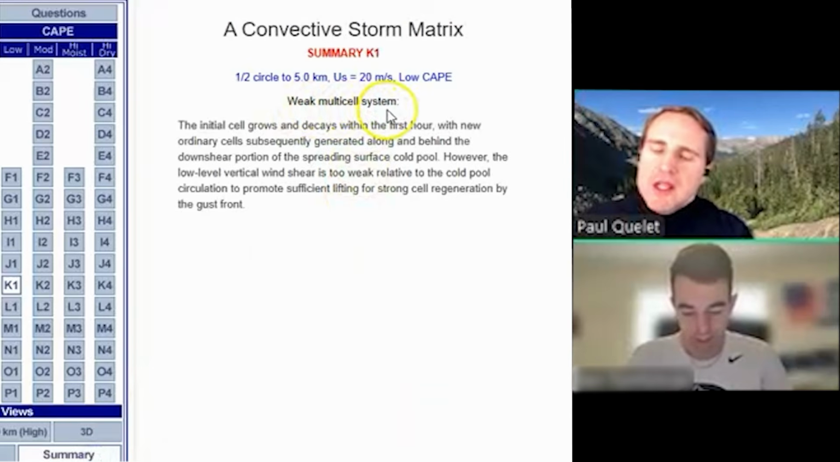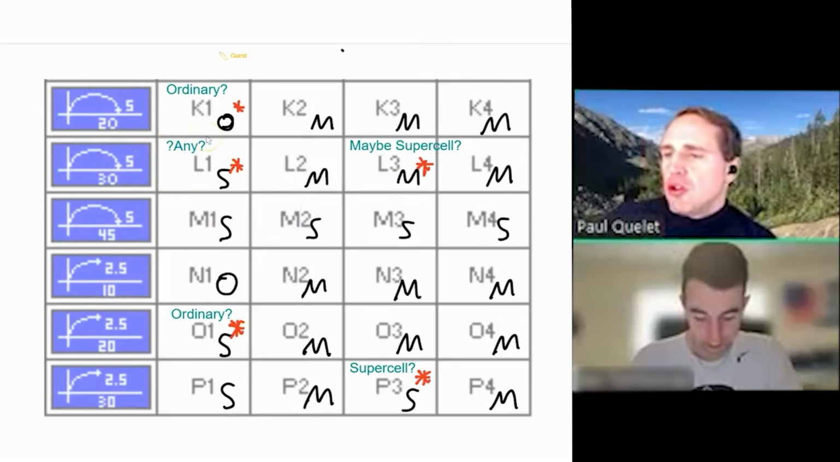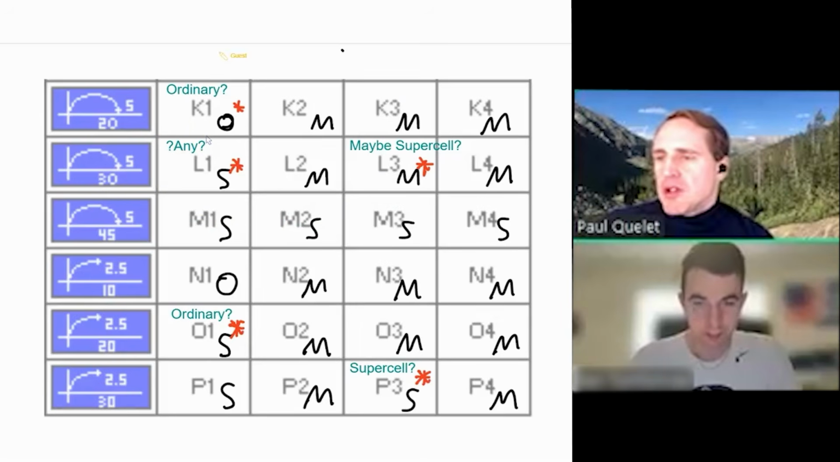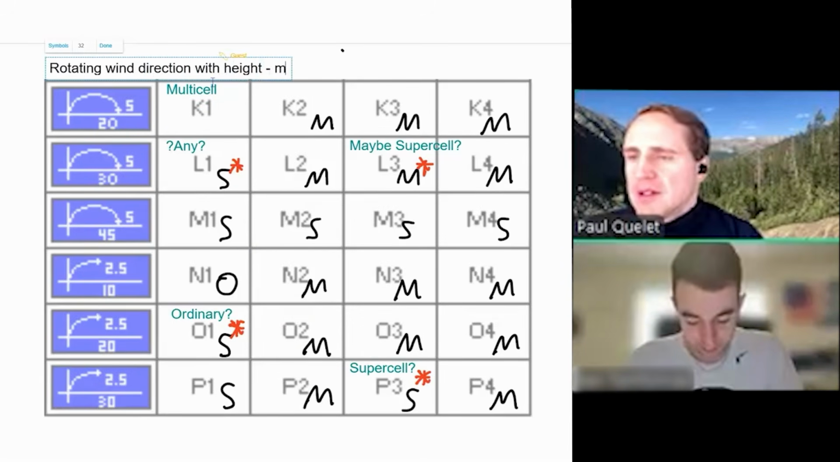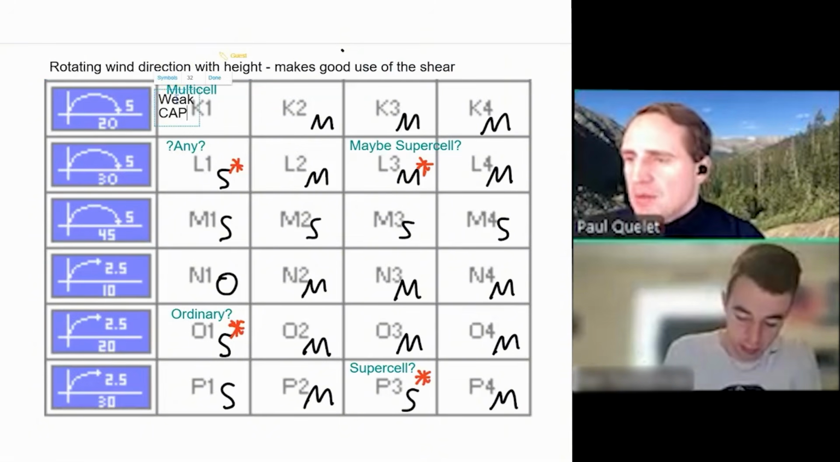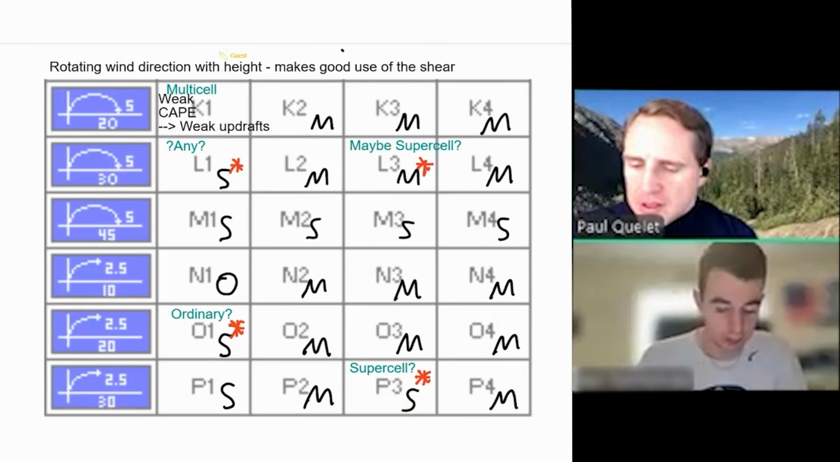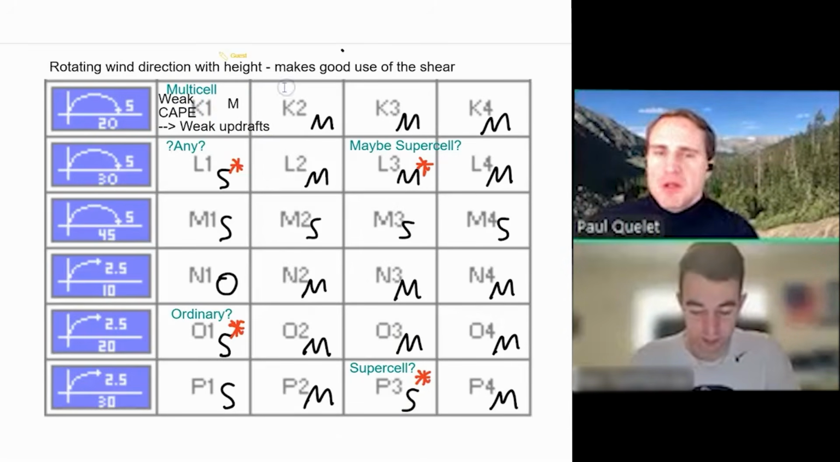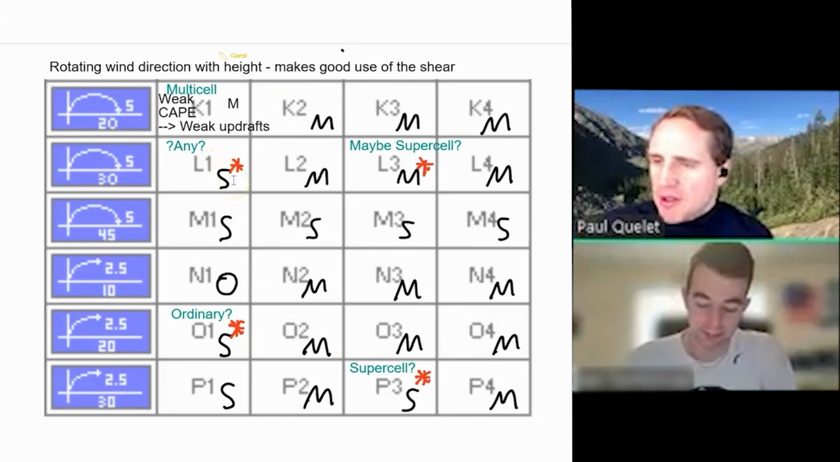It says a weak multi-cell system. So I would generally agree with that. You originally said ordinary. It was hard to say, so I would say multi-cell. That's because rotating wind direction with height makes good use of the shear, but such weak K and it's just going to give us weak updrafts. So I would call this multi-cell, but it turns out it's just very weak because there are multiple updrafts, but there's no mesoscale vortex.